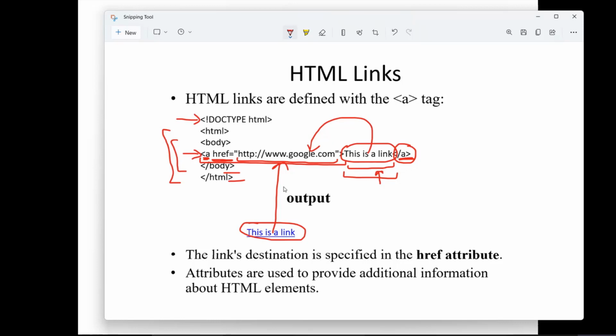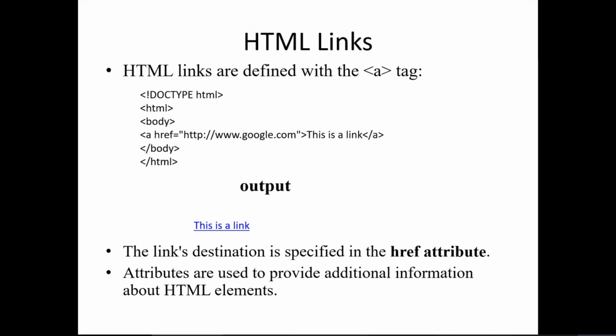The link destination is specified in the href attribute. So you need to mention where the destination is. Destination means when you click on the link, which page or which file must get opened. So attributes are used to provide additional information about HTML elements, like what type of element it is, or which page or which URL that particular link is being referenced to.